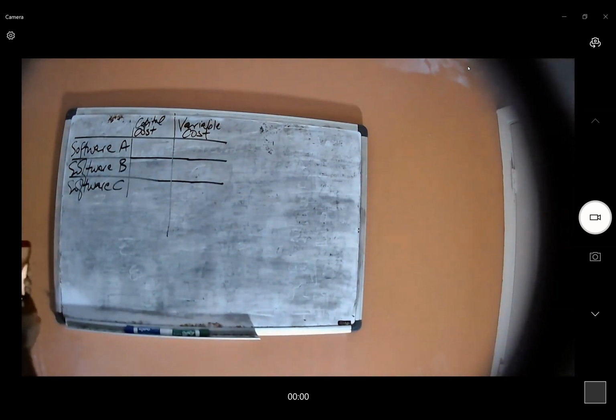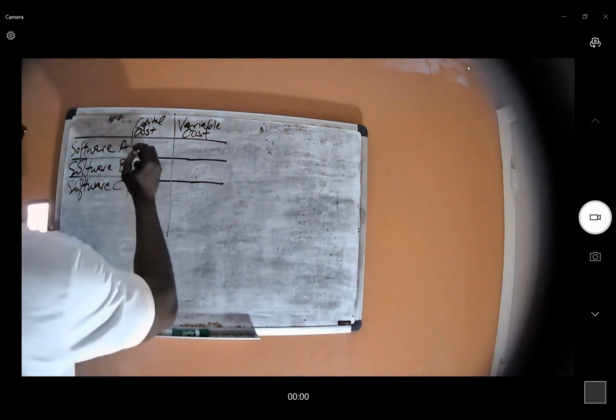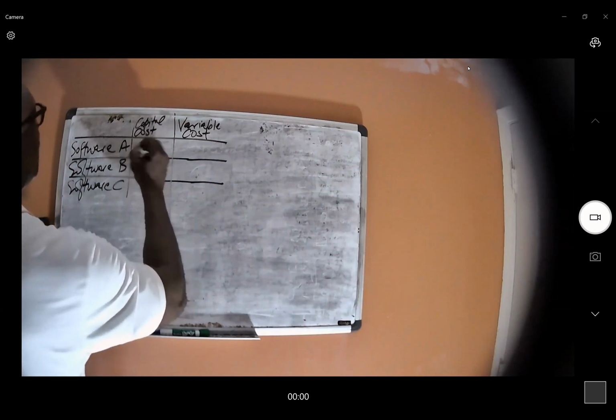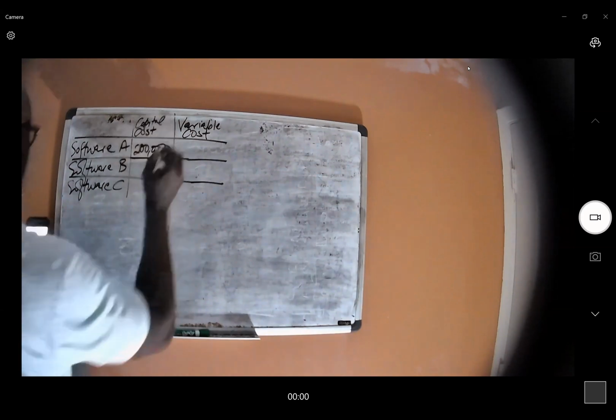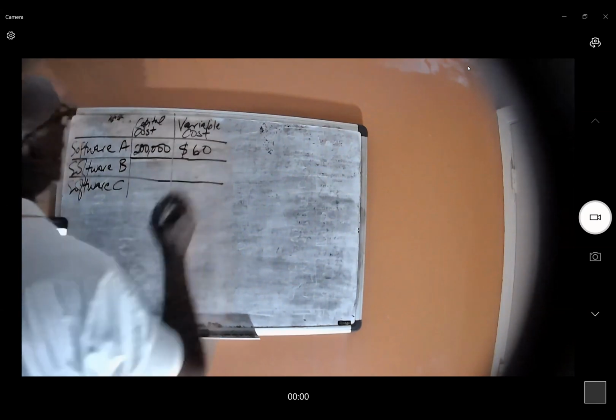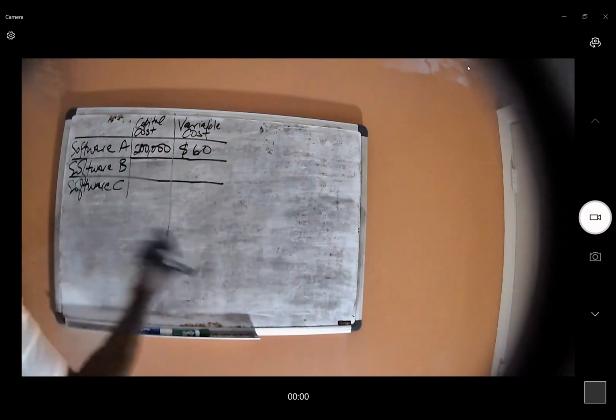So they've given you their software A, its capital cost is $200,000 with a variable cost of $60. Right? So every print they print is $60. Let's just say it's a print, right?